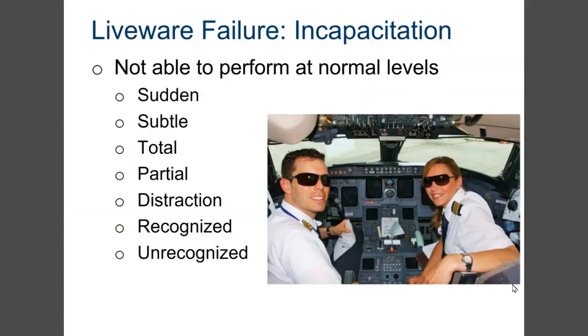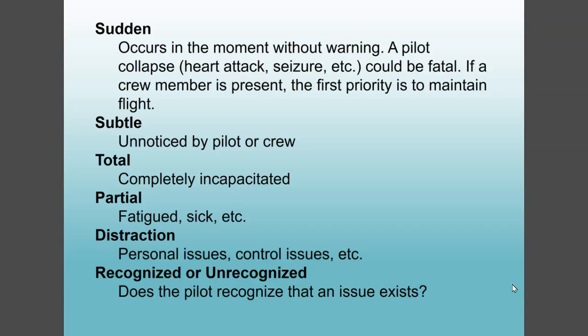So let's talk about some liveware failures. You have incapacitation, and they give you this list. You could have sudden, and that's where the pilot collapses or suddenly dies. You have subtle, this is something that's happening, but it's unnoticed by the crew. You have total, which is completely incapacitated and nobody can do anything. Partial, this is a pilot that's fatigued or sick, not feeling well.